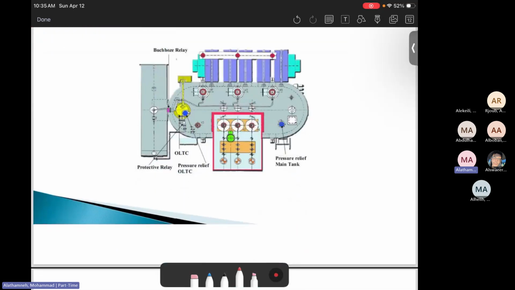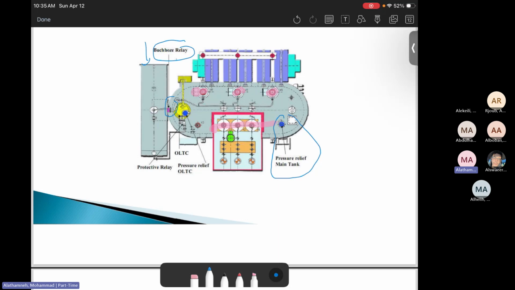Here is the top view. In the top view, you can see the connection, the high voltage bushings. Those are the low voltage bushings. Then we can see the Buchholz relay here. And here's the conservator, the reserve, and the main tank. Then you can see the pressure relief tank.